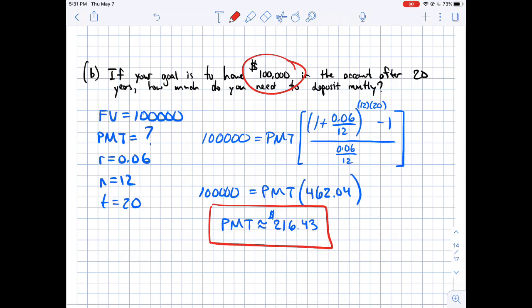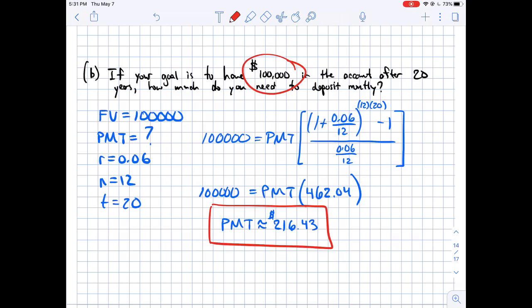So again, we've looked at this future value now in two different ways. Once where we wanted to find the future value and once where we wanted to find the payment. But now let's take a look at a slightly different sort of question. If we're still considering a retirement fund, what if you wanted to retire in a certain way?